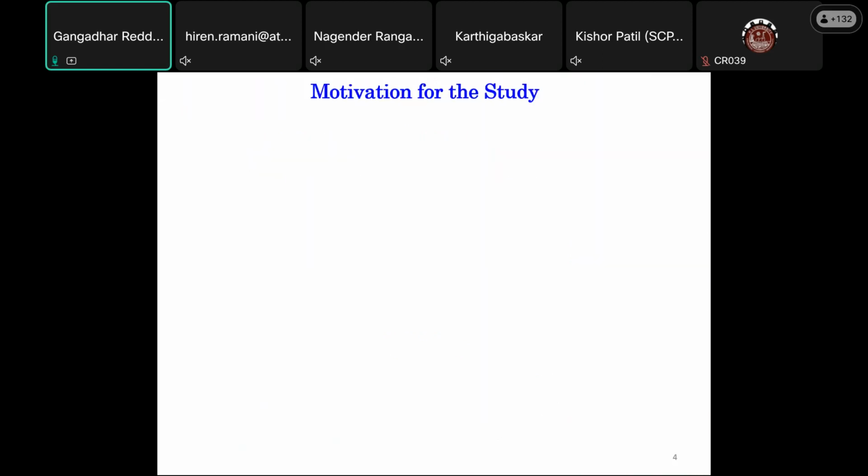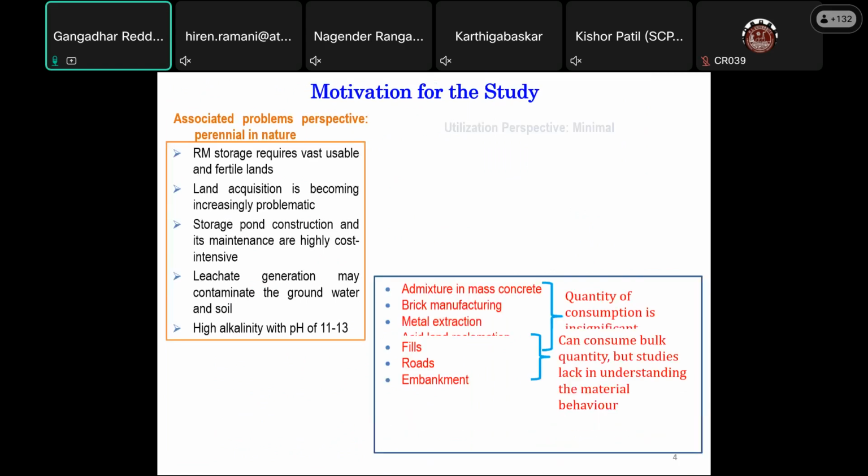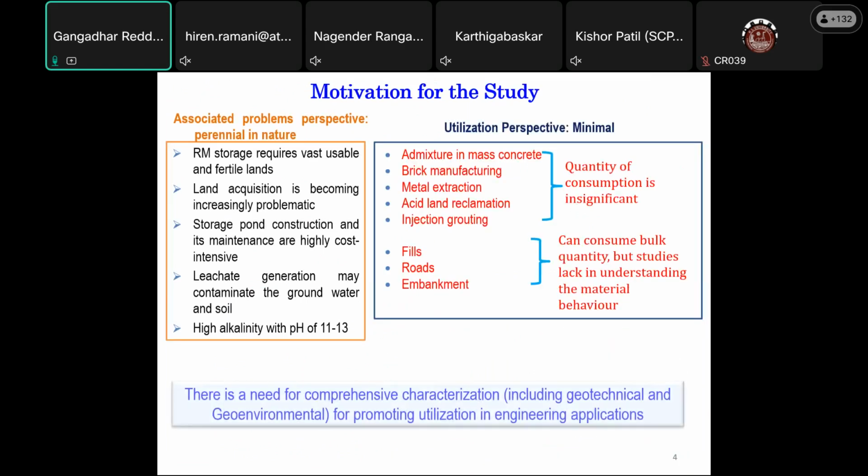So this is one of the issues that motivated me to study in this direction. Most of the storage needs vast fertile land, and becoming land is one of the important things because our population is very high, while at the same time our land is very low. So once you are storing this kind of waste material, we need to maintain them. It's not an easy task, okay?